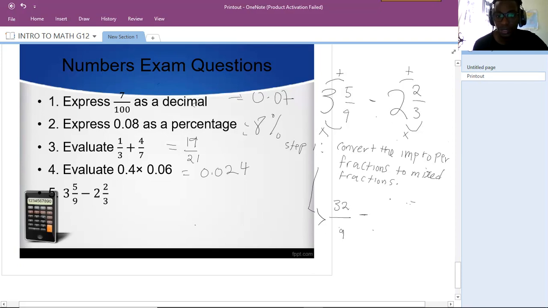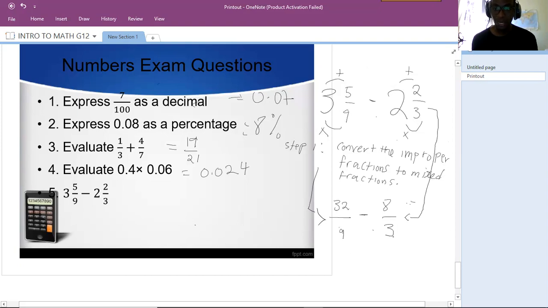6, 7, 8, right? So we're going to have 8 over 3. So we've converted, yes, excellent. We've converted these two mixed fractions into improper fractions. Then the next thing now, we just have to solve this fraction.